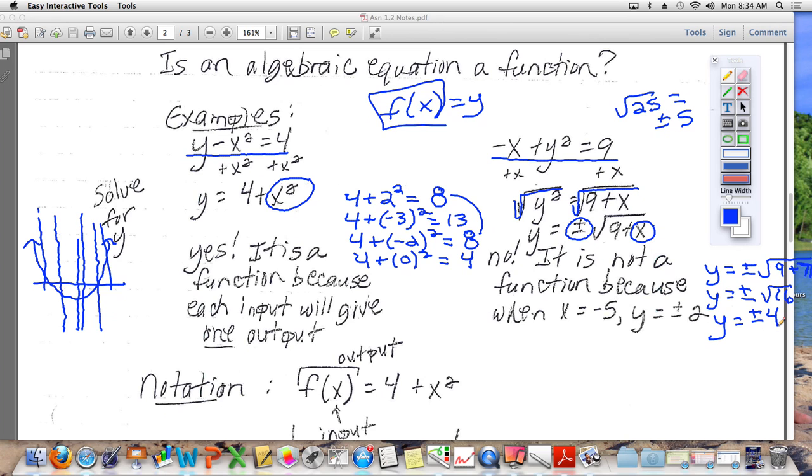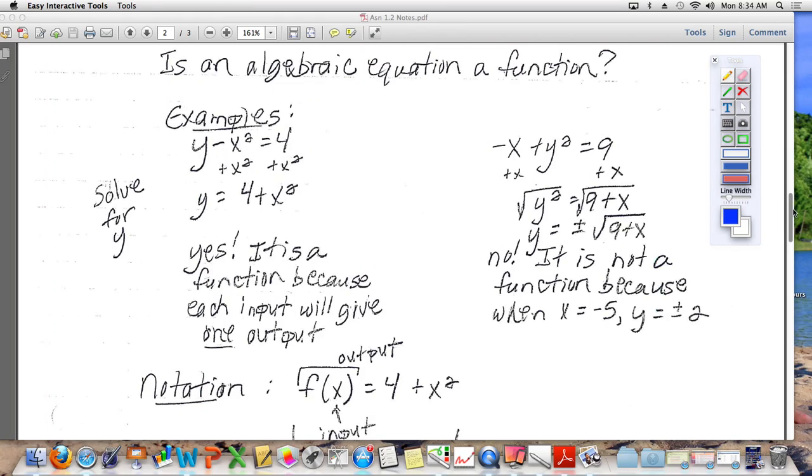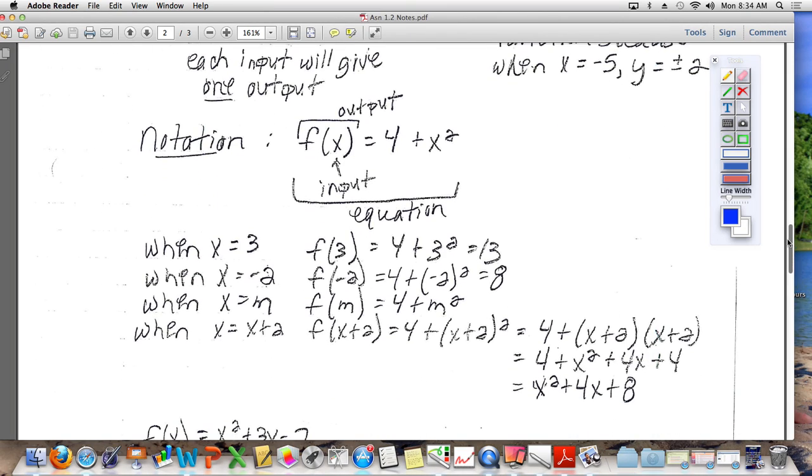All right. Let's move on to function notation. This stuff right here, probably not going to be a huge deal. You guys have done this stuff before.